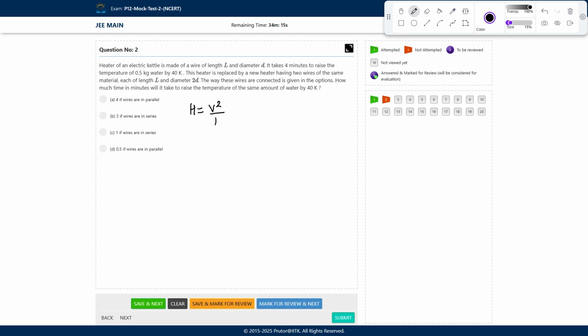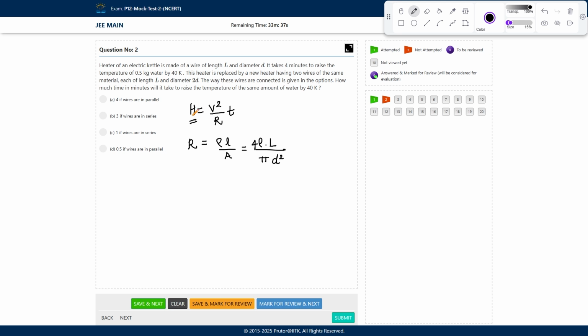For this heater, H is equal to V square by R T, and this H is the same in both cases. The resistance in the first case is given by rho L upon A. In the first case the length is L and the diameter is D. So rho L, and what is the area? Pi r square, but the diameter is given, so pi (d by 2) square, which is d square by 4. The 4 will go in the numerator, so it becomes 4 rho L upon pi d square.